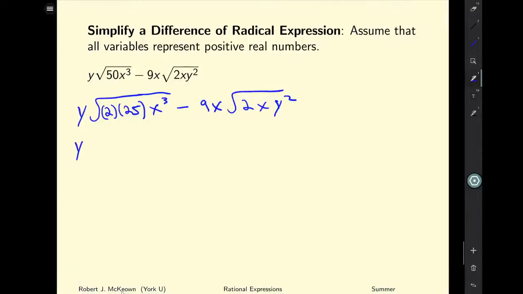Now, going back to the next line, we've got y. Well, y is just going to sit out there for now. That x cubed, I can do something with that. I could bring out an x squared, and if I take the square root of the x squared, I'm just going to have x. And now I can take the square root of 25, so I've got 5 like that. And what's left in here is 2x.